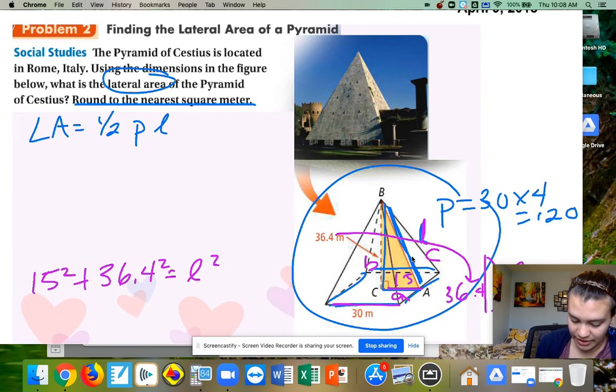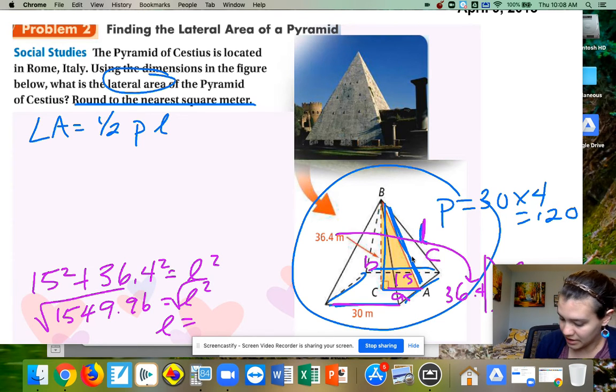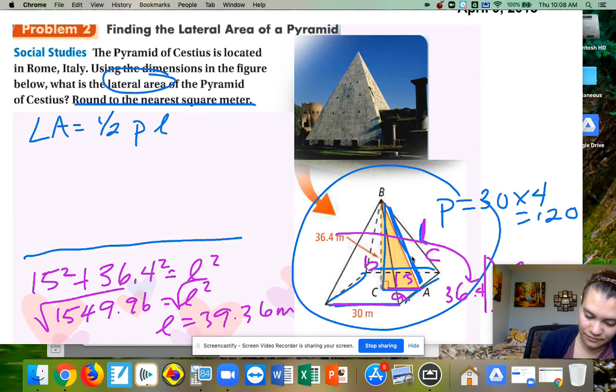Keep going with this, you'll get 1549.96 is your lateral area squared. Take the square root, and your lateral height is going to be 39.36 meters. So then we can plug that back into our original here.